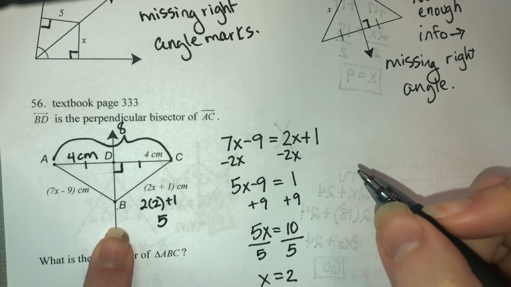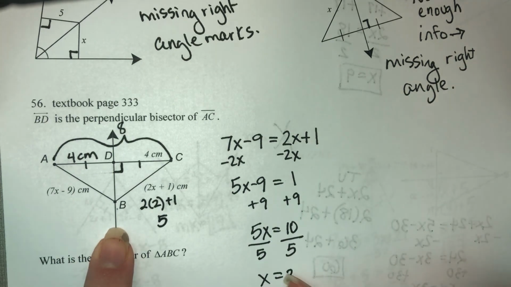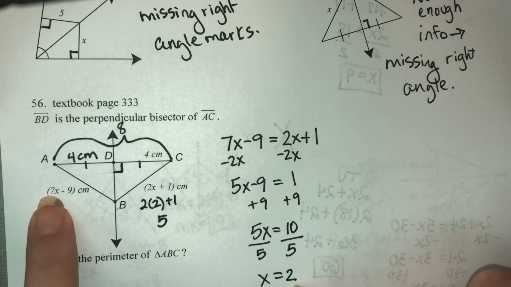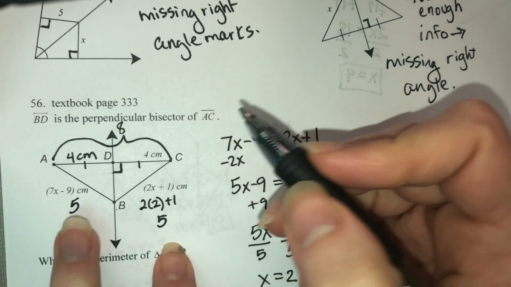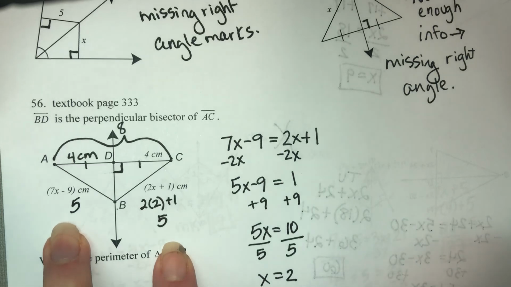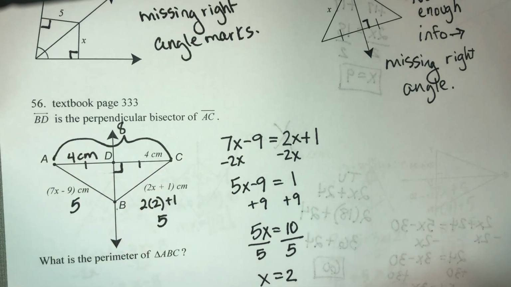And this one should be the exact same. You could sub it in if you want. 7 times 2 is 14, minus 9 is also 5, but you don't really have to because of the geometry we learned today. We already know that those need to be congruent segments because this point B is equidistant to the endpoints.